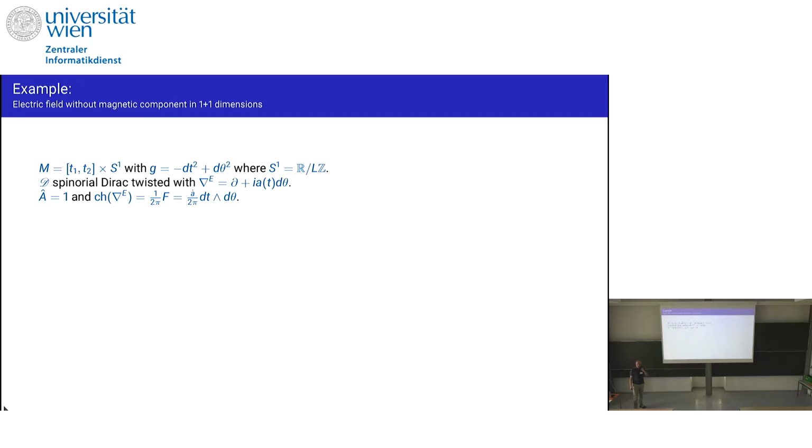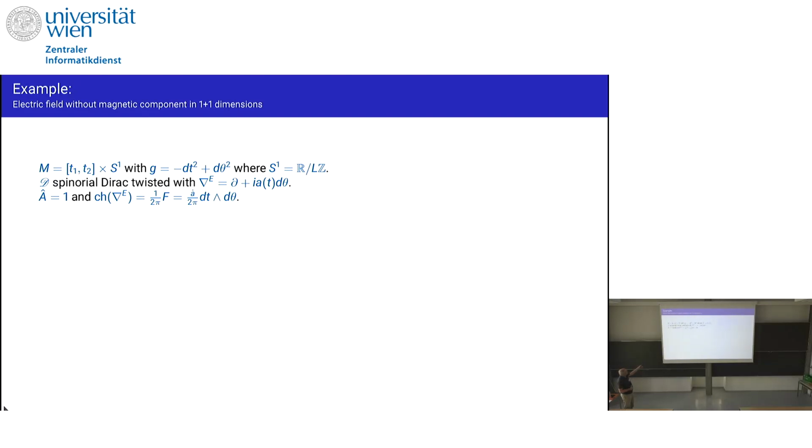So let me briefly discuss two examples. Namely, one is two-dimensional, 1 + 1 dimensional. So the manifold is just a time interval times S^1, so that's our space. And we just take the product metric, very simple. We have the spinorial Dirac operator, and the non-triviality comes into play by the twist. So we twist with a connection, which is just given by one function multiplied by d theta. So this corresponds to an electric field without magnetic component, in 1 + 1 dimensions. And in that case, the A-hat part in the index formula is trivial because this has only contributions in dimensions divisible by 4.